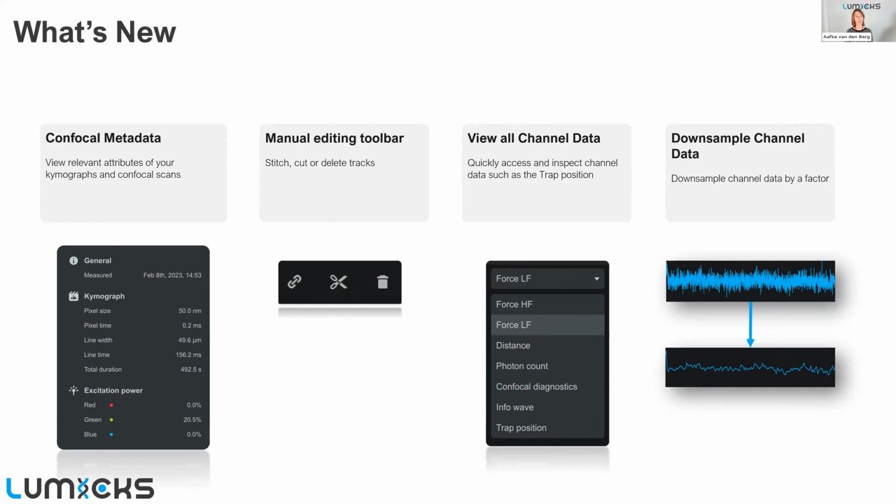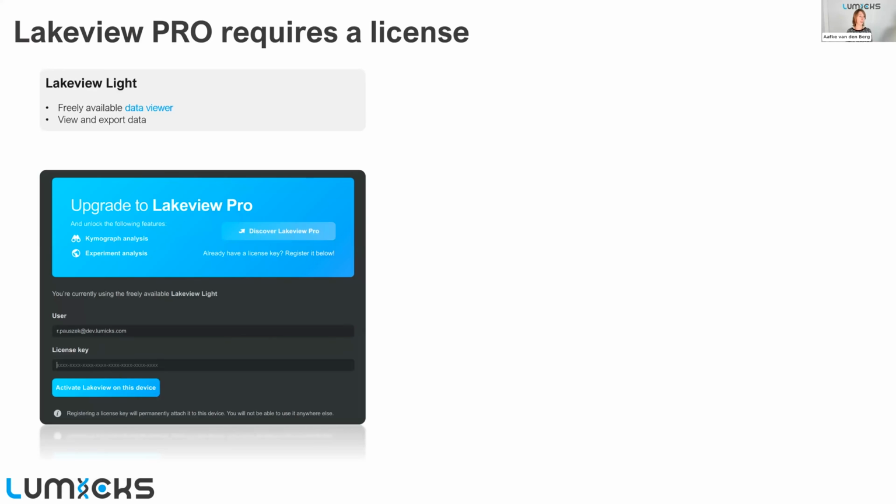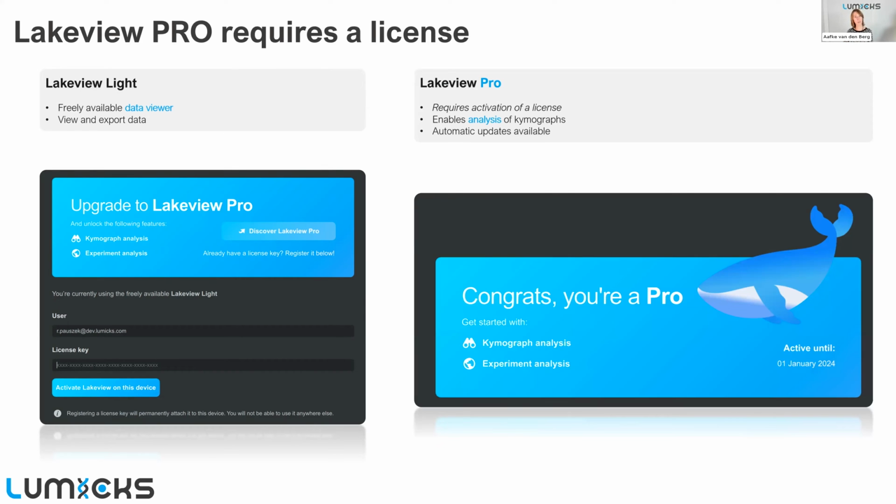There's also another big change that doesn't directly impact the analysis. From now on, you need a license. If you download Lakeview, you will get Lakeview Lite, which is just a data viewer and which will be for free. But using a license, you can upgrade to Lakeview PRO, which gives you access to analysis of chymographs. Furthermore, you have automatic updates in Lakeview PRO. So next time you don't need to re-download Lakeview, but you can just update it easily.